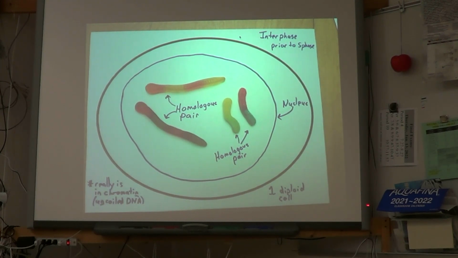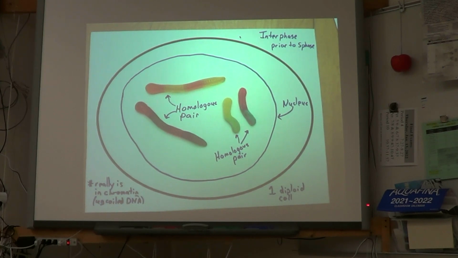Now this is interphase, and this is prior to S phase, so prior to replication. But what's wrong with our model? If our gummy worms represent DNA, what form should our DNA be in during interphase prior to S phase? Chromatin, spaghetti, right? It doesn't look like spaghetti. Okay, but there's a kind of limitation of our model.